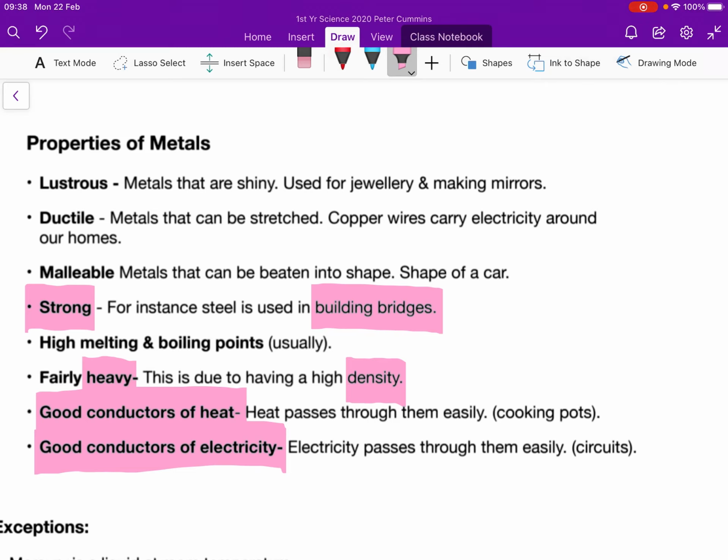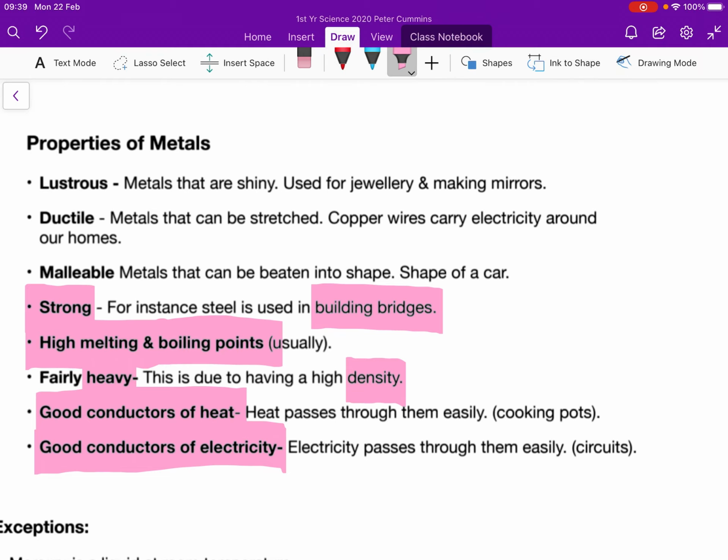So electricity can pass through them really easily, and heat can pass through them really easily. They have high melting points and high boiling points. So if you want to melt a metal, you're going to have to use a lot of heat to melt it down. So if I wanted to melt down the legs of the desk, a Bunsen burner is not going to cut the mustard there. It's going to have to be something that heats it really, really hot.